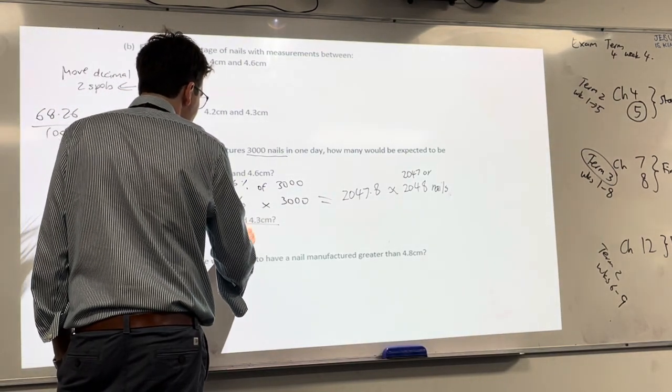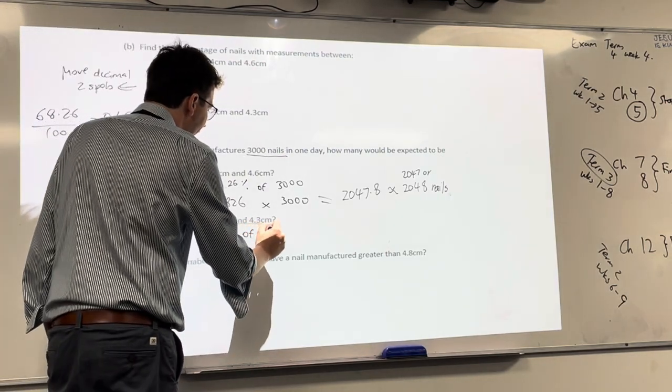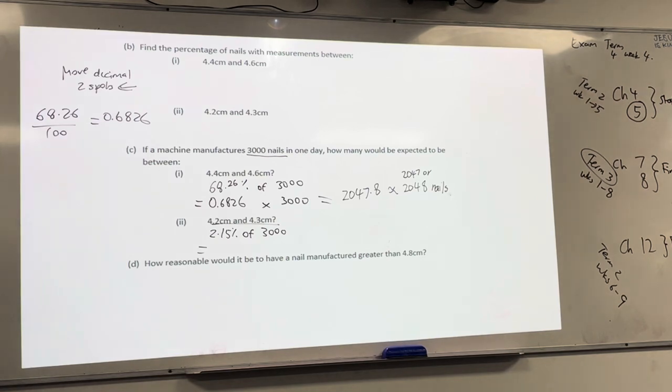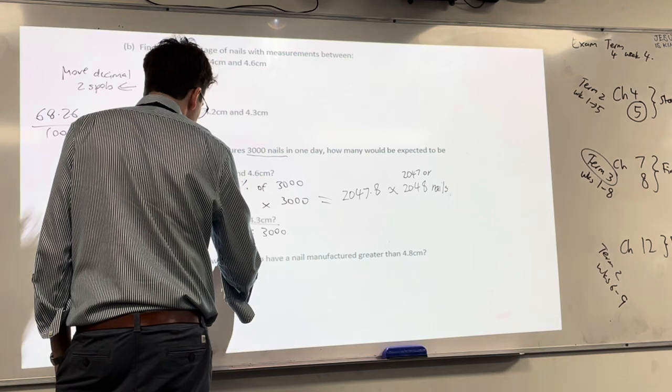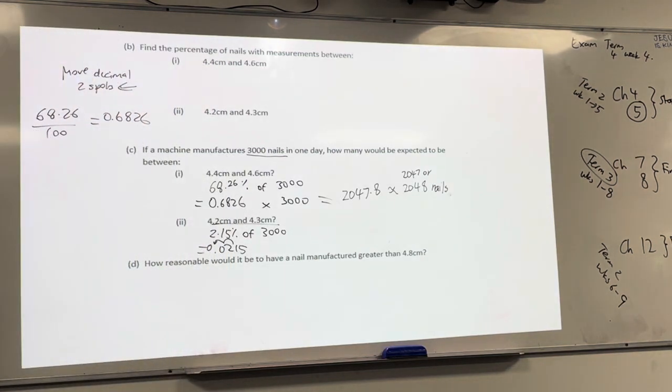Now, what was this one? 2.15%? Okay, 2.15% of 3,000. How do I convert 2.15% to a decimal? Same way. We move the decimal spot. How many spots? 2 places to the left. Nice one. So it's 0.0215.